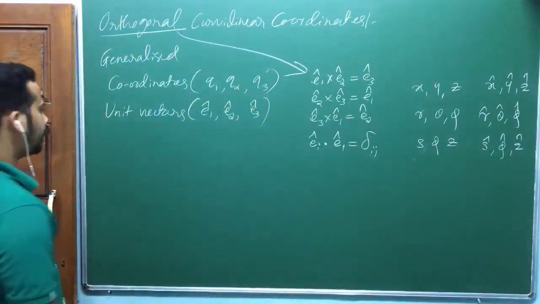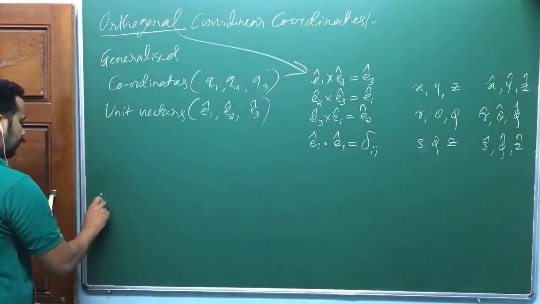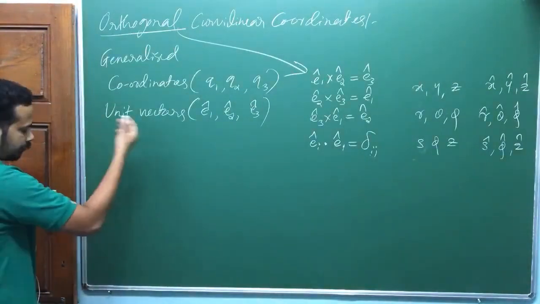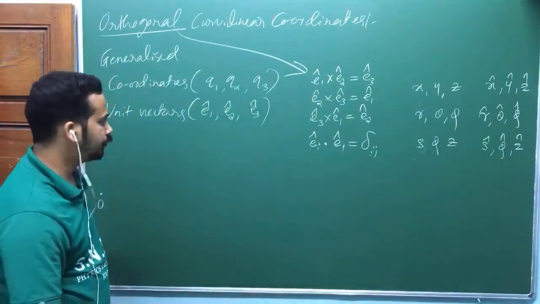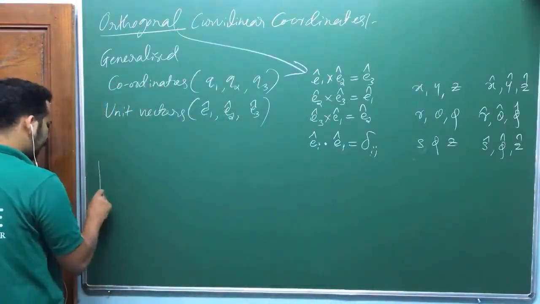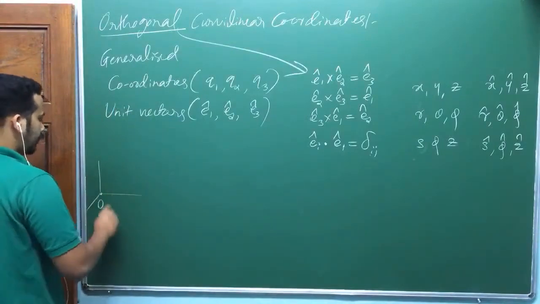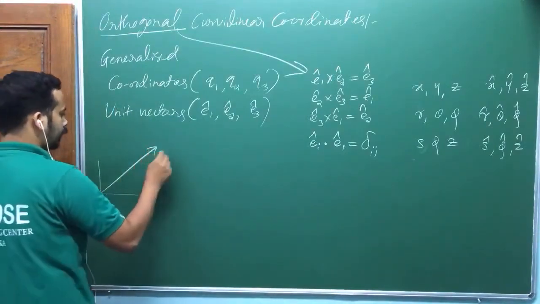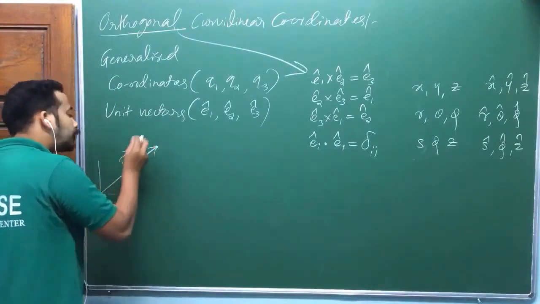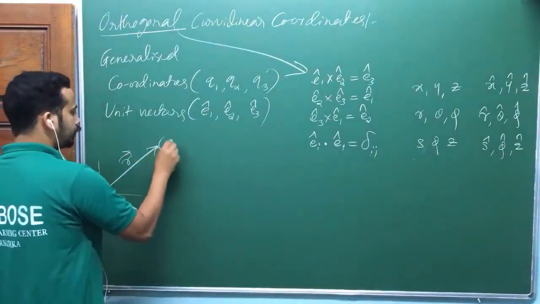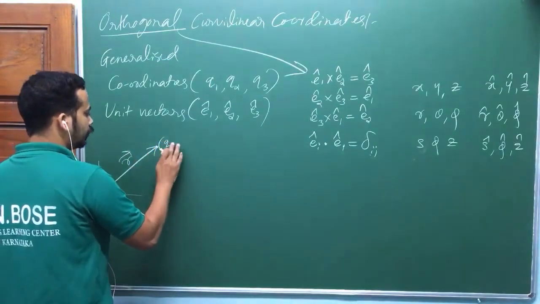Now, suppose I take the origin here. I'll not take X, Y, Z or anything, because I'm not specifying what kind of coordinate system I'm using. So I will write a representative figure here. I have a radial vector, a position vector of a point in space, which is characterized by q1, q2, q3.